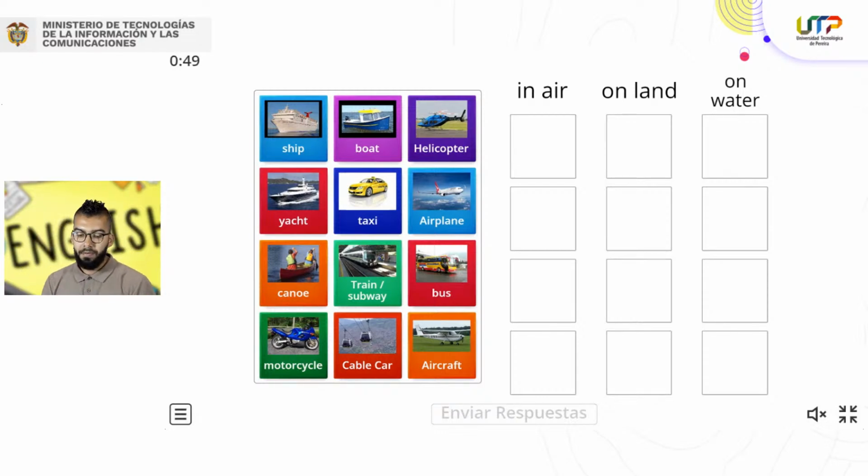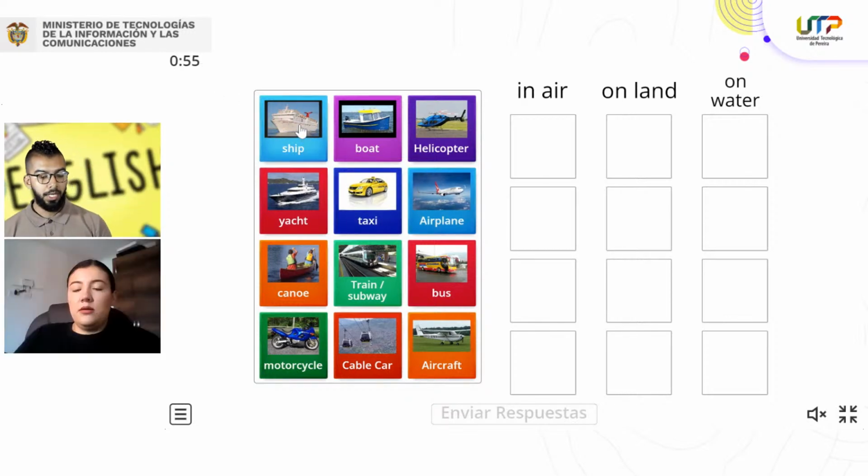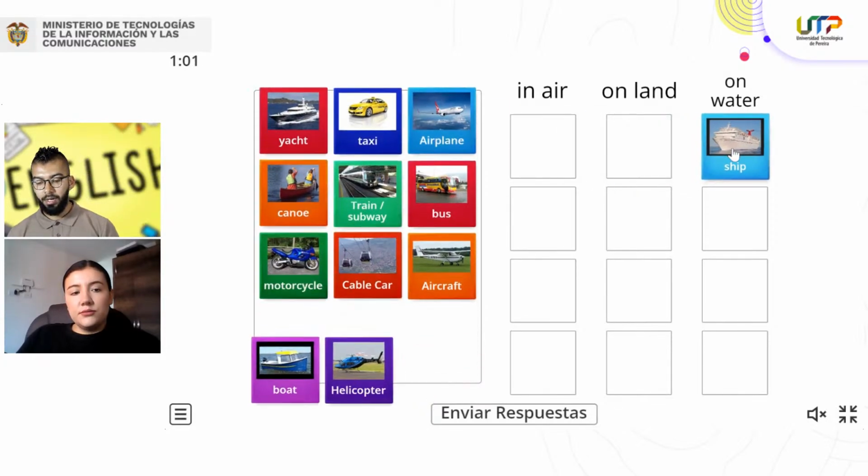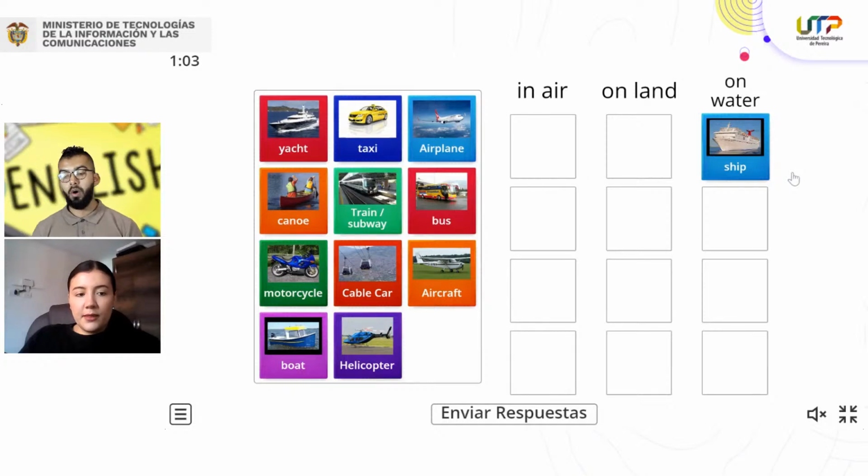Let's start with the first one. I want to start with the ship. Okay? Remember the ship? It's a means of transportation that moves on the water, right? As it moves on the water, I'm going to place it in the category on water, okay?